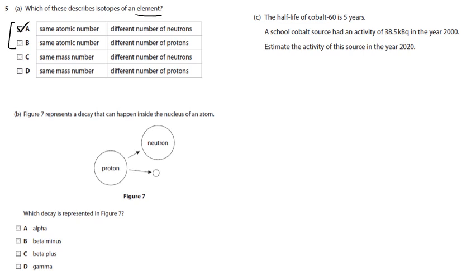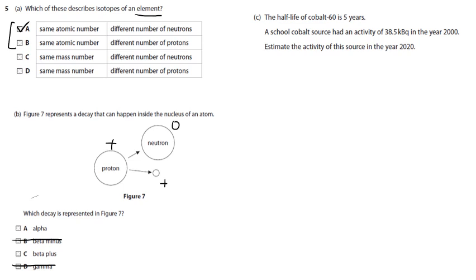Question B shows some decay. We've got some protons splitting up into a neutron and some other particle. Which decay is represented in figure 7? Well, protons are positive, neutrons have no charge, so that means that this other particle must carry away some of the positive charge. So it can't be a beta minus, because that has a negative charge. Gamma doesn't have any charge, so it leaves these two.